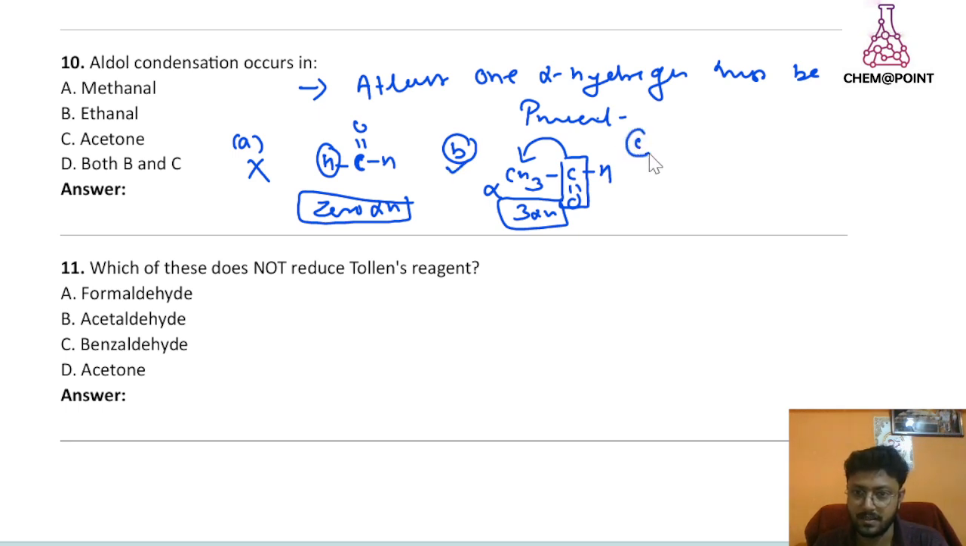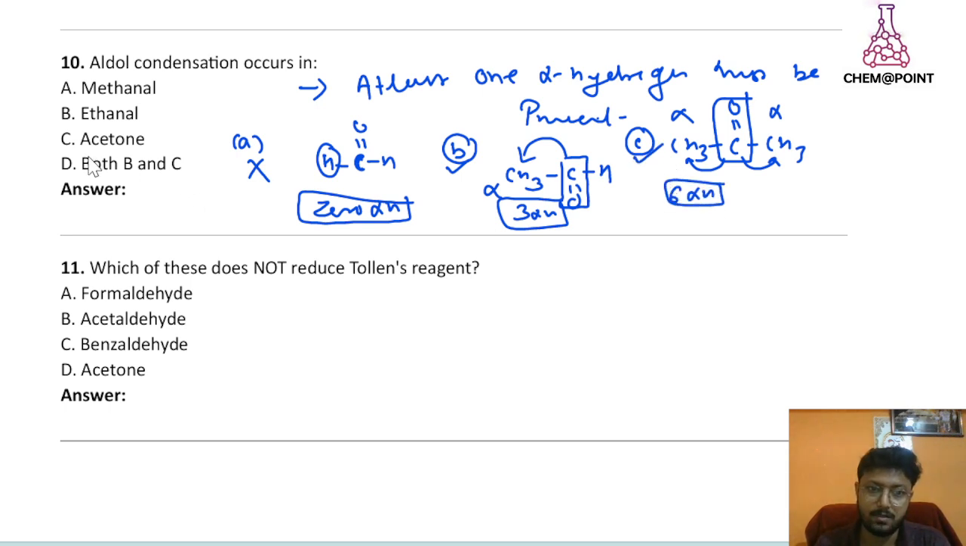Now check option C, acetone, CH3 C double bond O single bond CH3. This is the carbonyl group, and the directly attached carbons on both sides are alpha carbons. They have 6 alpha hydrogens. That's why option C is also correct. Option D, both B and C. Obviously option D is correct. Any confusion? At least one alpha hydrogen must be present for aldol condensation.